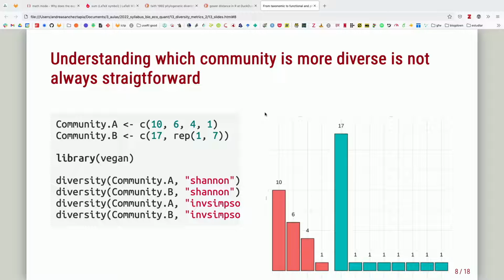I can do this too. Check this. And if you haven't installed vegan, you can install vegan and just check the diversity function.